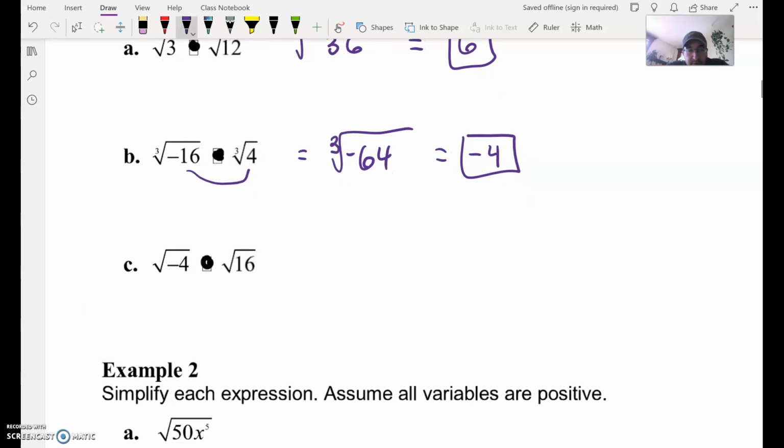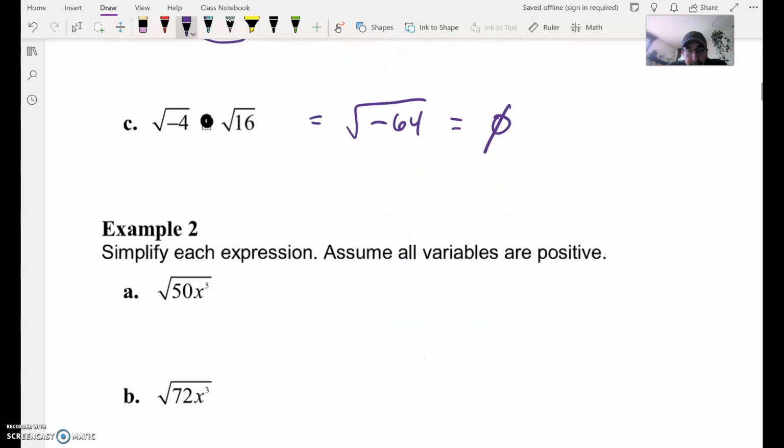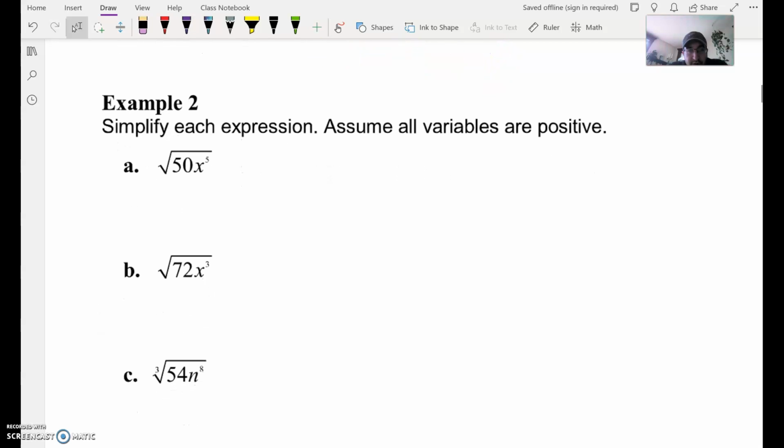So we'll skip over this. I'll let you solve it, but it'd be the square root of whatever negative 64 is, and we can't do the square root of a negative. That would be an imaginary number, so that's going to be no real solutions. We won't deal with imaginaries right now, okay? So no real solutions. Let's talk about when there's variables here.